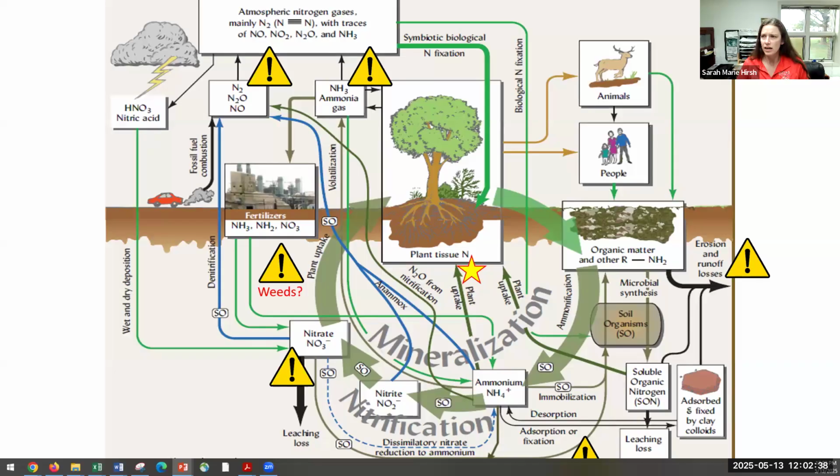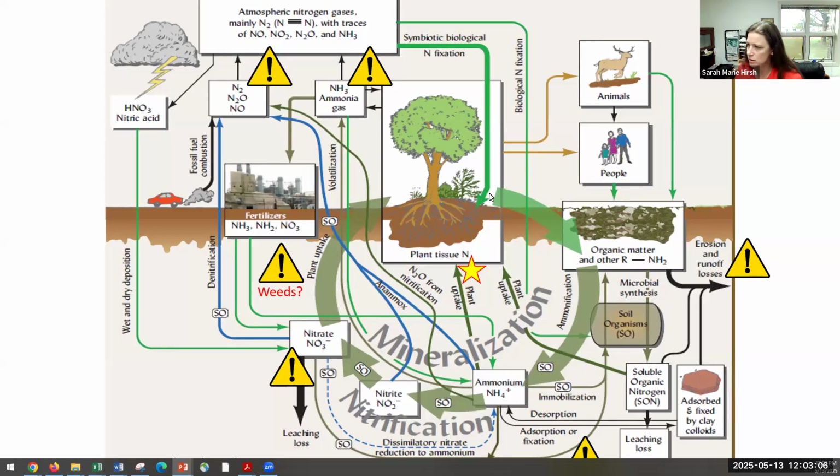First of all, it's really complicated. There are arrows everywhere. If you looked at some of the other cycles, like phosphorus or potassium, you're not going to have nearly as many processes and arrows going in all different directions. The nitrogen cycle is really complicated, and nitrogen can be found in the gas, the liquid, and the solid forms. So nitrogen can be in all three of those states.